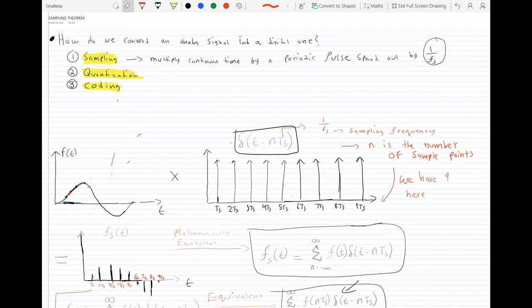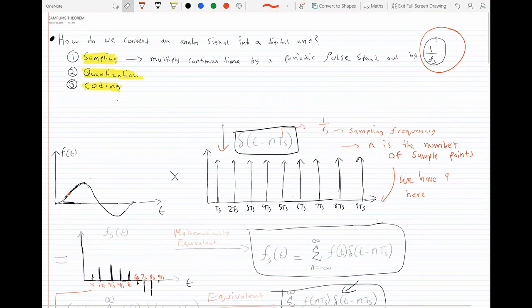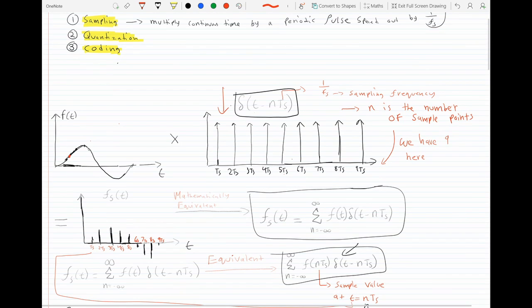If we take our continuous time signal, this, and we multiply it by a periodic pulse train, this, spaced apart by an amount 1 over fs, which is known as the sampling interval, where fs is the sampling frequency, we get this result. Now, there's many reasons why we want this result, and they will be discussed in the future, but for now let's get an idea of what we are doing.